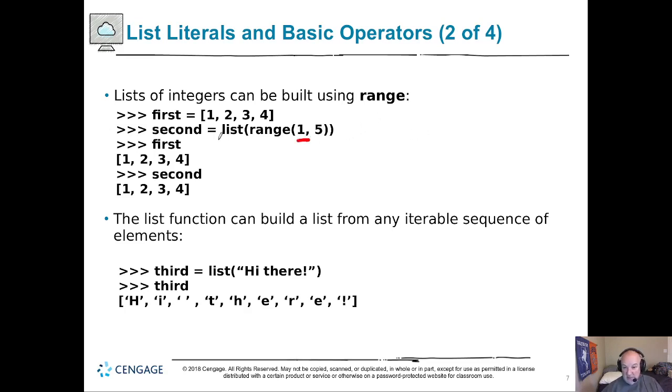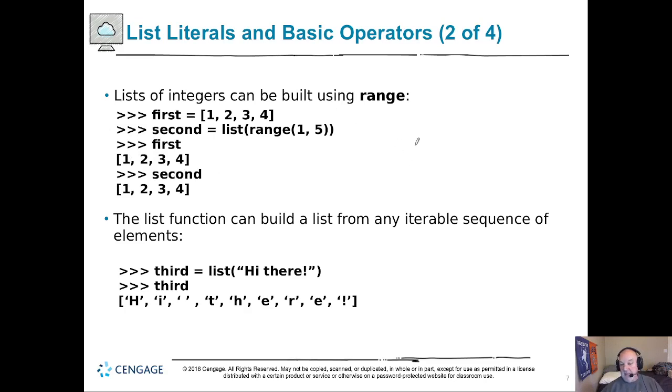That creates the magic word list. Notice list uses open parentheses. Put inside the parentheses what you want to turn into a list, just like string or int or float or any of those other functions we've used. List creates a list. So now we've got these two lists. First, 1, 2, 3, 4. Second, 1, 2, 3, 4. Generated two completely different ways.